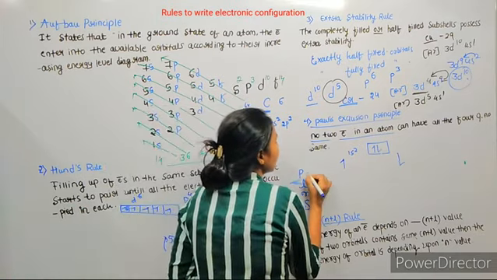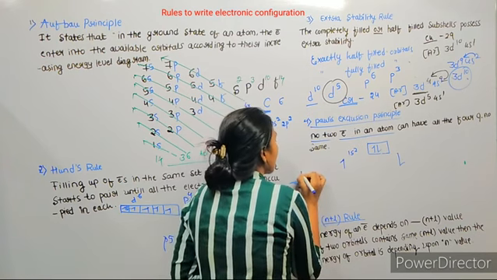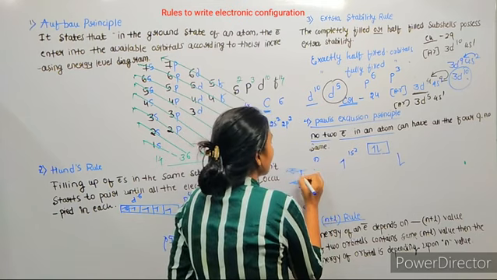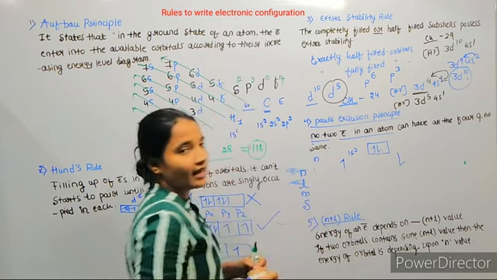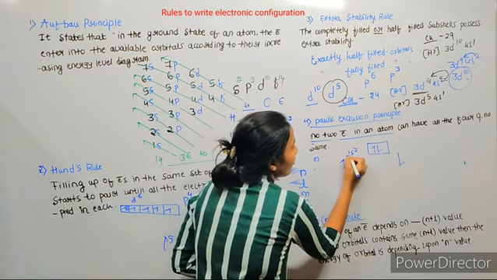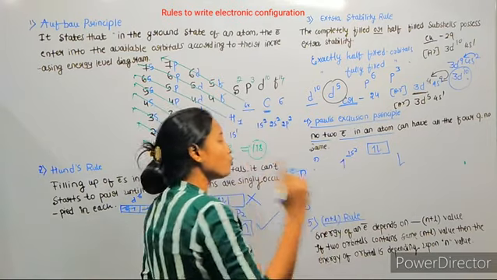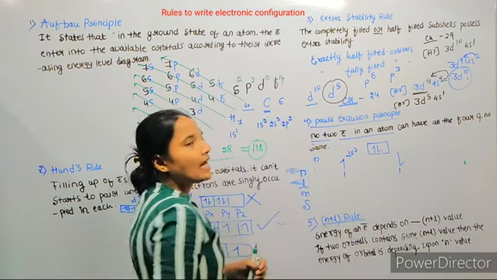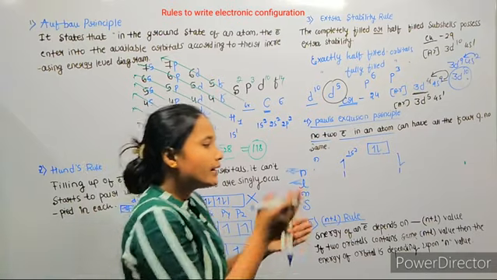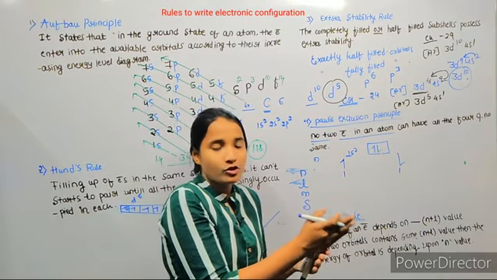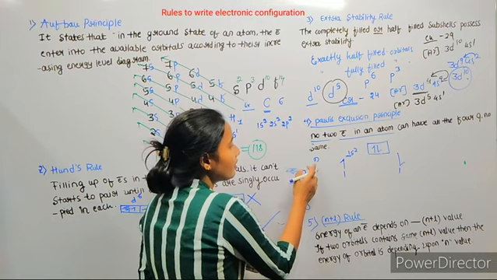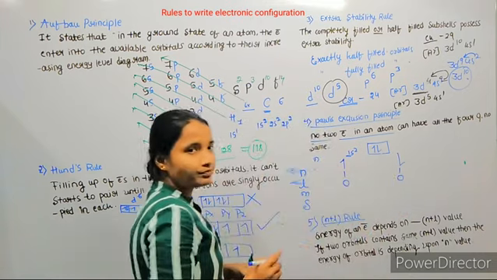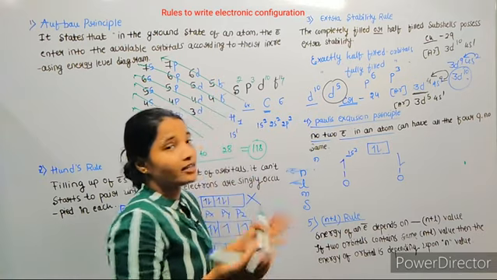Principal quantum number is represented by the symbol small n. Its value starts from 1. So for 1s2, n is equal to 1, and for these electrons also n is equal to 1. And then l means the azimuthal quantum number. It is part of the subshell. So now inside the 1, what is there? That is 0, and then here also 0.